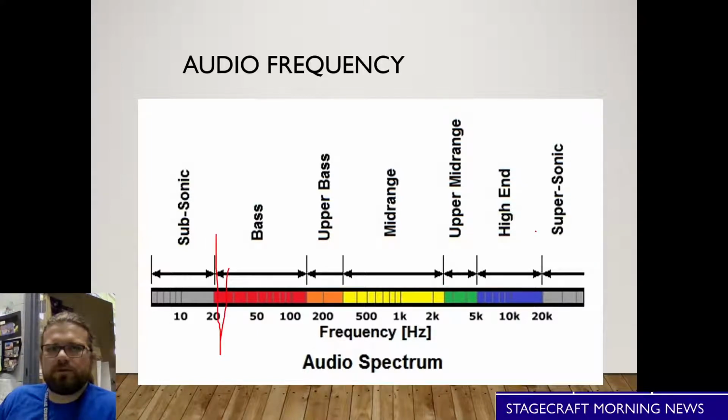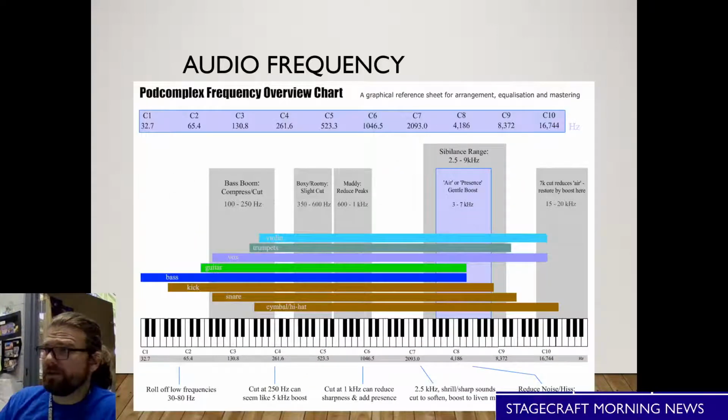You Zoomers can probably hear up to 20, but some old guy like me may be rolling off around here now, because as you get older, the hearing starts to degrade. But yeah, so your bass is in the 20 to 100. You get upper bass, and then your mid-range, upper mid-range, high-end. And again, it's 20 hertz on up to about 20,000 hertz is what we typically hear. This gives you an idea of what that all sounds like.